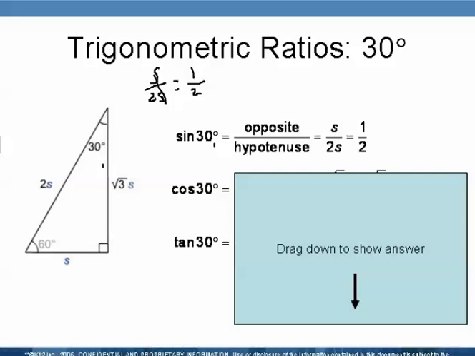Well, the cosine is going to be the adjacent side, which is going to be square root of 3 s divided by s. Well, the s's are going to cancel each other out, and I'm going to have the square root of 3 divided by 1. Oh, wait a second, cosine. 2s down here. 2s, because it's the hypotenuse. Square root of 3 divided by 2s.